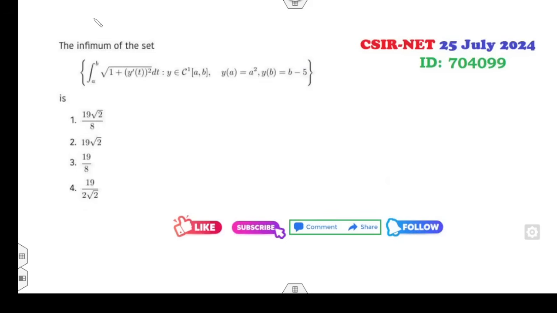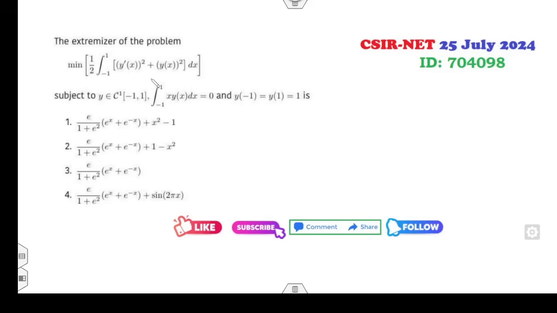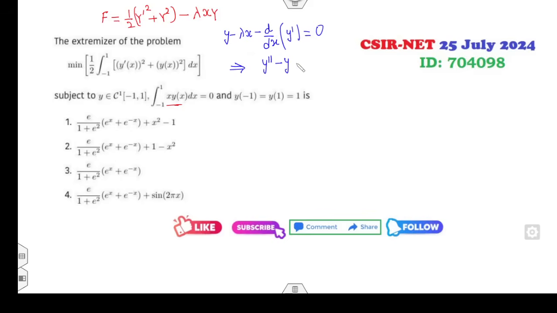चलिए अगला देखते हैं, 2024 का क्वेश्चन है आपके पास. ओके, फाइंड द मिनिमम. ओके, सबसे पहले इस क्वेश्चन को देख लेते हैं. फाइन. ओके, सो आपका एफ क्या है इसमें, हाफ y डैश स्क्वायर प्लस हाफ y स्क्वायर, और एक इंटीग्रेशन वाली टर्म भी है माइनस लैम्डा इंटू एक्स y. फाइन. चलिए अब उस पर करते हैं डेरिवेटिव के साथ. y माइनस लैम्डा एक्स माइनस d बाई dx ऑफ y डैश के साथ करेंगे तो यहाँ पे अकेला y डैश रह गया. सो दैट गिव यू y डबल डैश माइनस y, फाइन, विच इज इक्वल टू लैम्डा x.